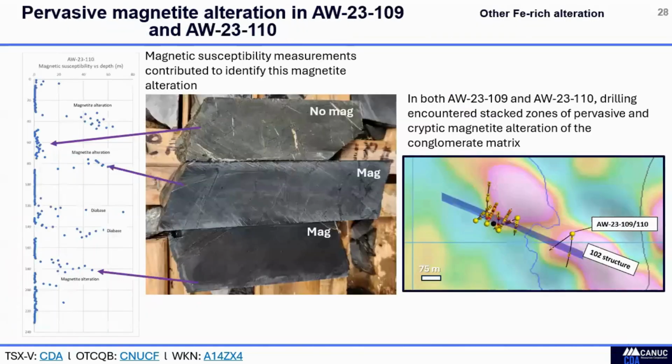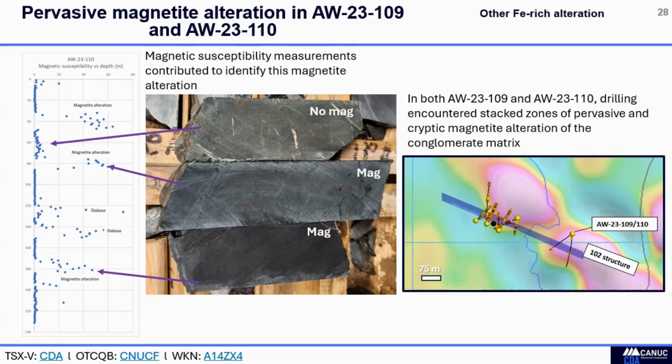And another alteration type that became extremely interesting as we move quite far away from the underground development itself is the identification of pervasive magnetite alteration in the conglomerate. So the conglomerate, its matrix, the Gowganda conglomerate, is pervasively replaced by magnetite. Visually not very obvious. You can see on the core pictures there. The non-magnetized conglomerate is a bit more greenish, whereas when this pervasive magnetite replaces it, it becomes a bit grayish with the replacement of the matrix by iron oxide.